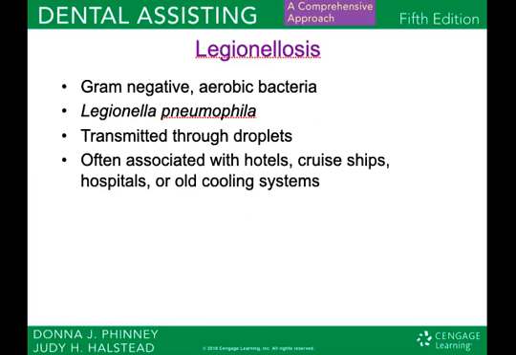Legionellosis or Legionnaire's disease obtained its name in the 70s when a large outbreak took place at an American Legion convention in Bellevue, Stratford. This disease is caused by a gram-negative aerobic bacteria belonging to the genus Legionella. The majority of the cases are caused by Legionella pneumophila, which is an aquatic organism that thrives in temperatures between 55 and 75 degrees Celsius. It is transmitted through droplets that contain the bacteria, and it is often associated with hotels, hospitals, and cruise ships that may have old cooling systems.